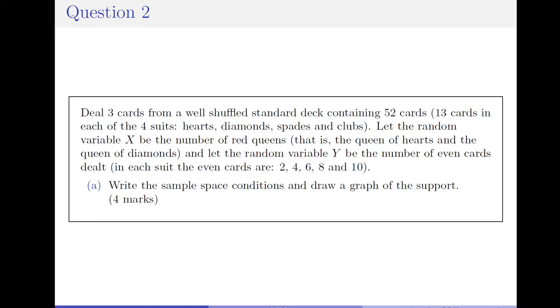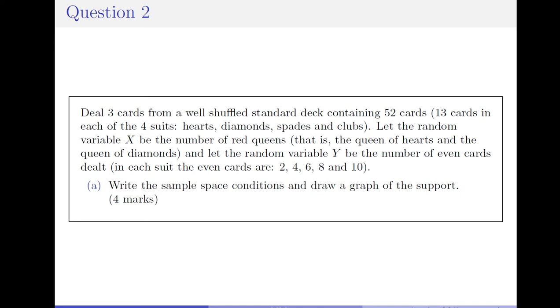In question A, just to remind you, write the sample space conditions and draw a graph of the support, 4 marks. So the first thing we need to do is separate our variables into x and y and determine how many x's satisfy this condition and how many y's as well. And then using this information, we will then draw the graph of the support.